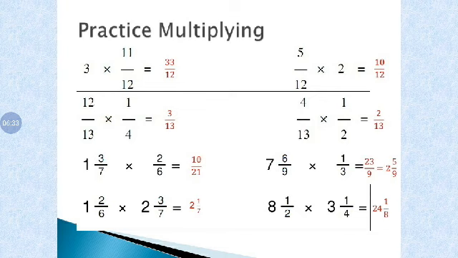So the mixed fraction is converted into an improper fraction. 10 by 7 into 2 by 6. So multiply the numerators and multiply the denominators. We get an answer 10 by 21. Next, 1 2 by 6 into 2 3 by 7. So the mixed fraction is converted into an improper fraction. We get a value 2 1 by 7.